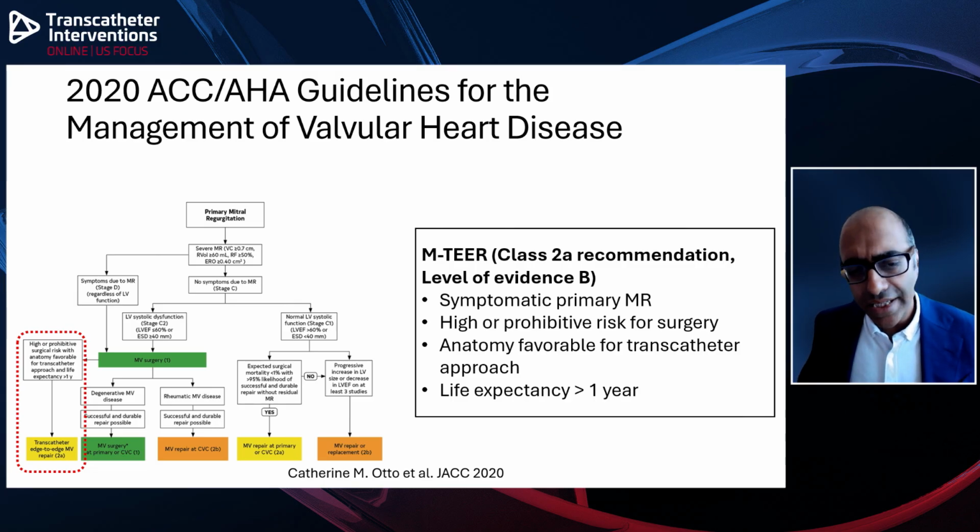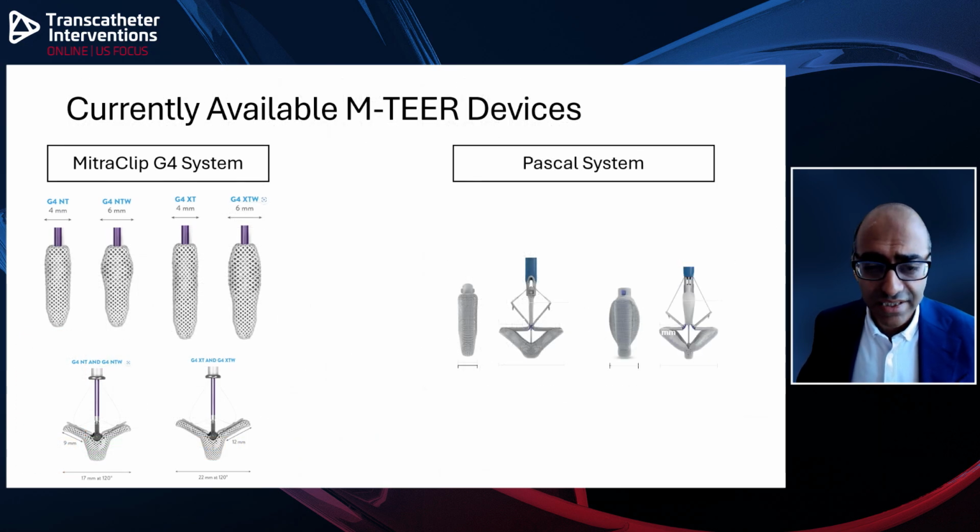So, the ACC/AHA guidelines now recommend mitral TEER as a class 2A recommendation, level of evidence B, for patients who have symptomatic primary MR, who are at high or prohibitive risk for surgery, who have anatomy favorable for transcatheter approach and a life expectancy of at least 1 year, to address this unmet need. There are currently 2 available mitral TEER devices, the MitraClip G4 system as well as the PASCAL system.